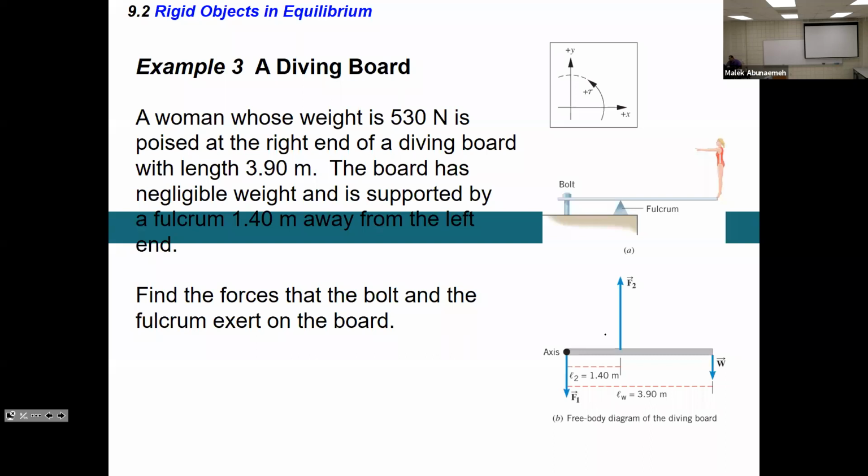Now, obviously the bolt stays on the ground. And you've got the woman. So the woman is exerting a weight going down, the fulcrum is pushing up, and your bolt is actually pulling it down. The distance between the fulcrum and the axis of rotation is 1.4, and the whole board is 3.9. They call it LW. So let's go ahead and do this.